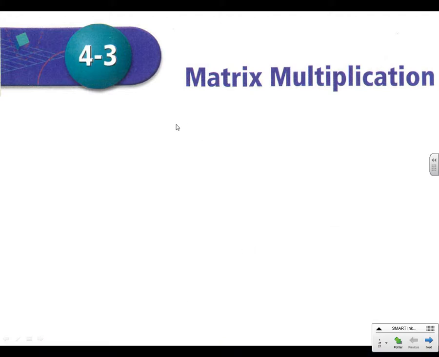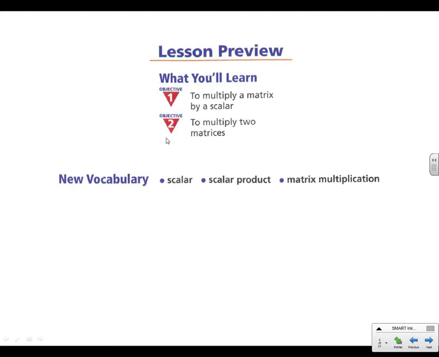Alright, let's get started with 4-3. So in 4-2 we added and subtracted matrices. Now in 4-3 we're going to multiply matrices together. So matrix multiplication is what we're up to for 4-3.